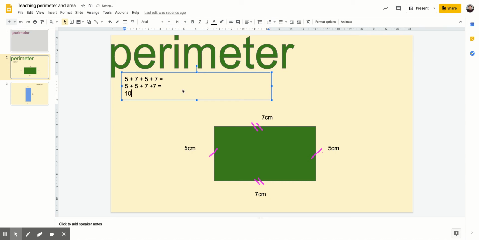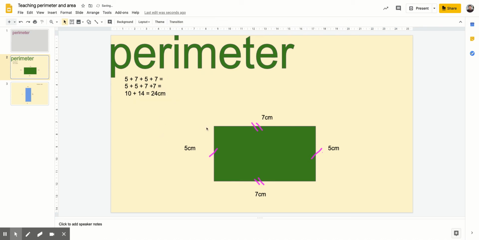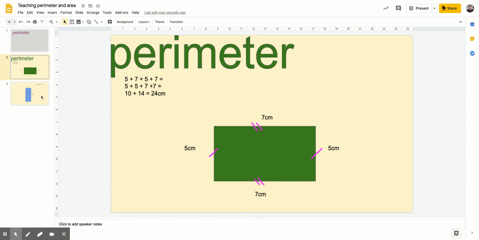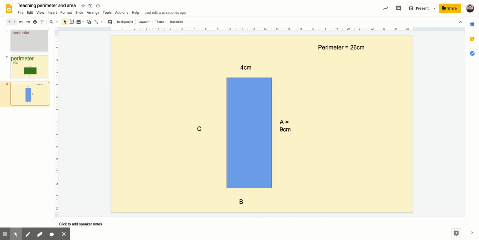So double 5 is 10. And double 7 is 14. And then 10 is a really friendly number to add on. So 10 plus 14 is 24 centimeters. So the perimeter, the length of the measurement around the outside edge of this 2D shape is 24 centimeters. Brilliant. So if I needed to build a fence that size, I'd need 24 centimeters of fence to fit all the way around. Now, you may get a question like this that's a bit trickier here.